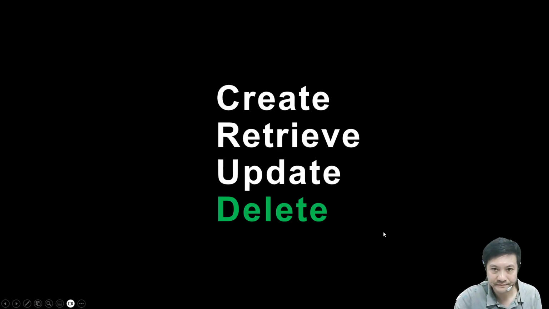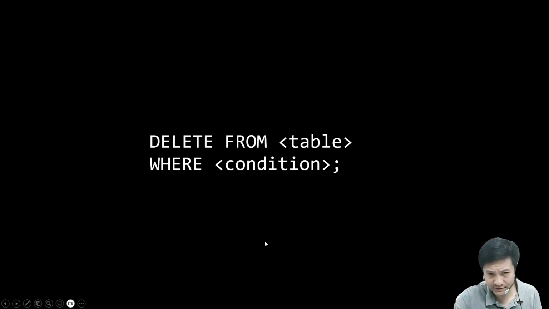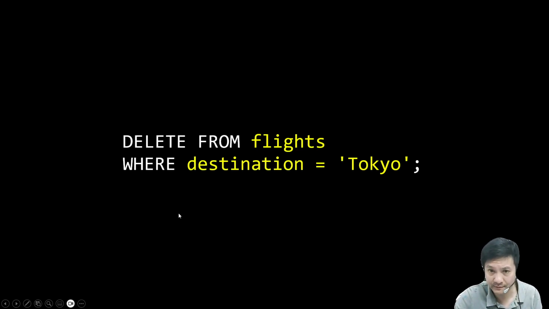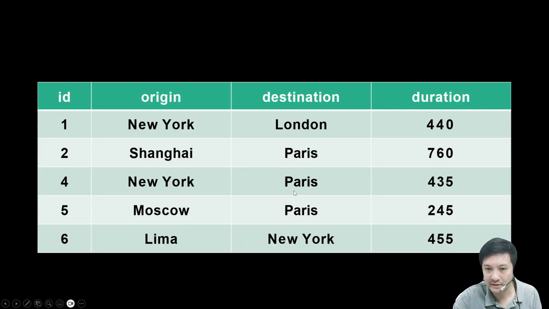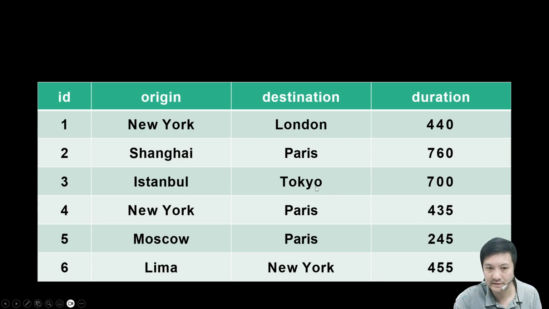And then delete is so simple. You just give the condition here. Just submit the condition and the data will be deleted. For example, this is to Tokyo. Tokyo has some problem, so we cancel all flights to Tokyo, and then you find that the Tokyo flight data is deleted.